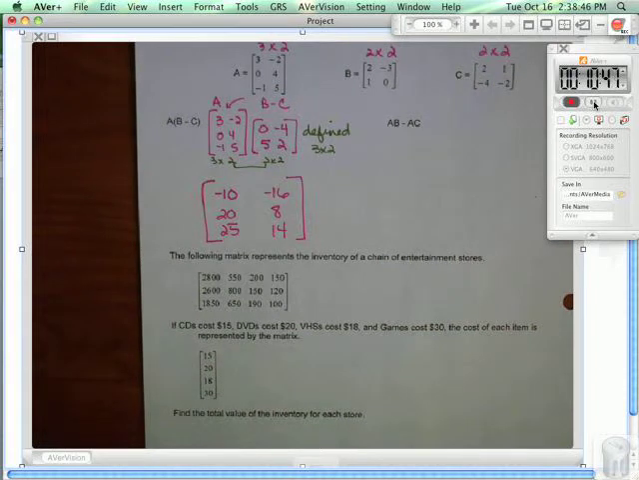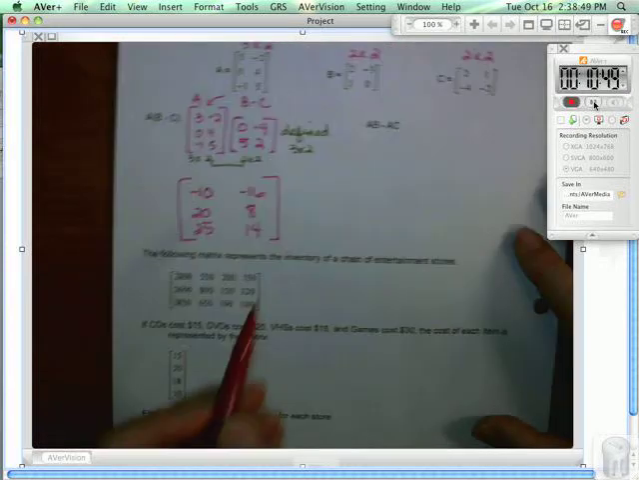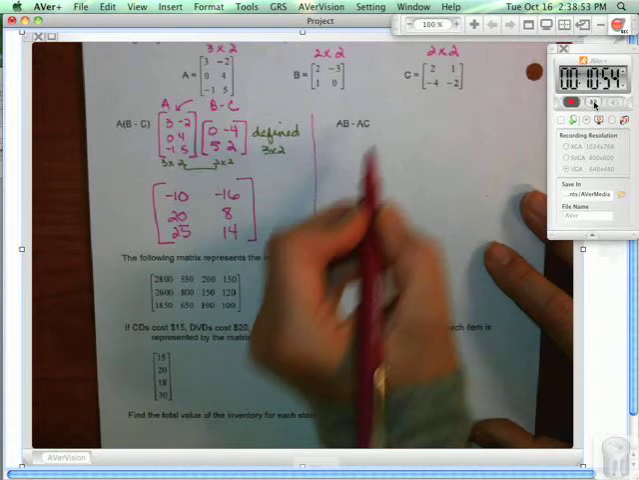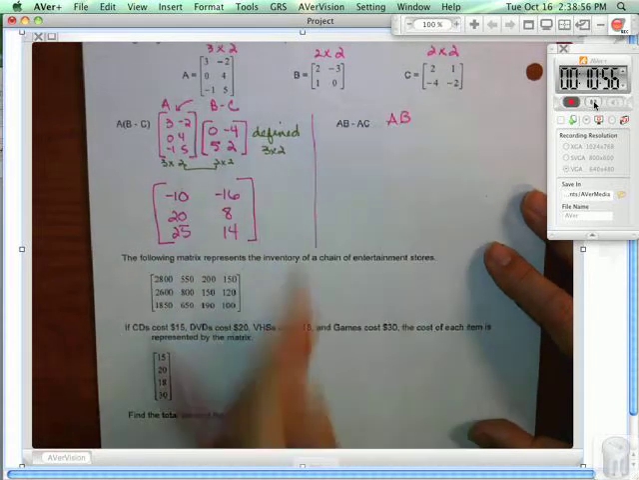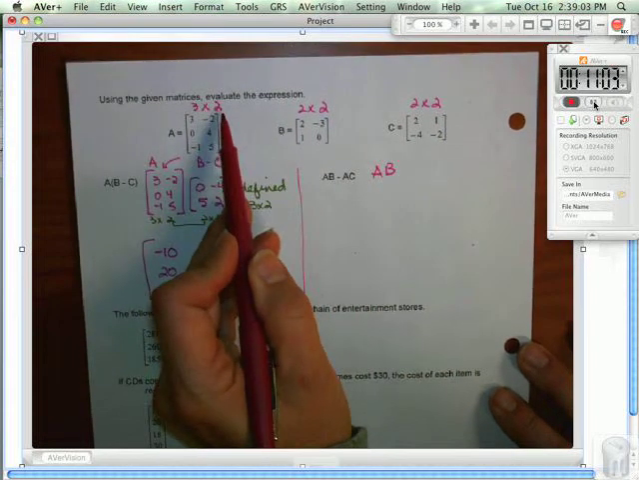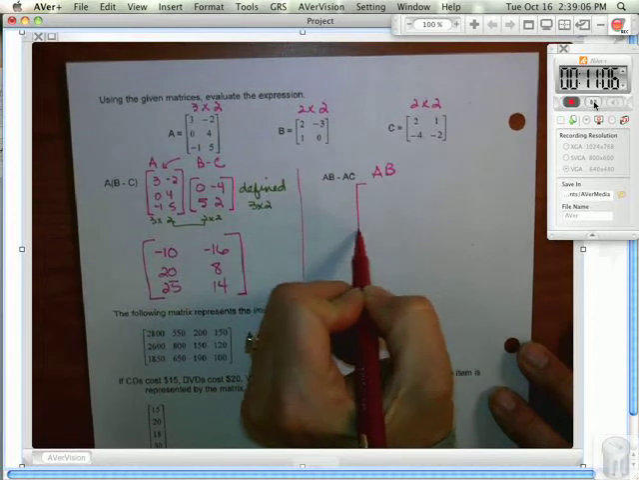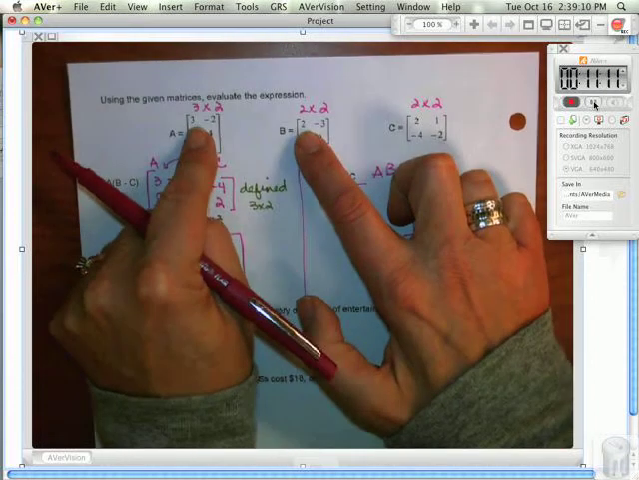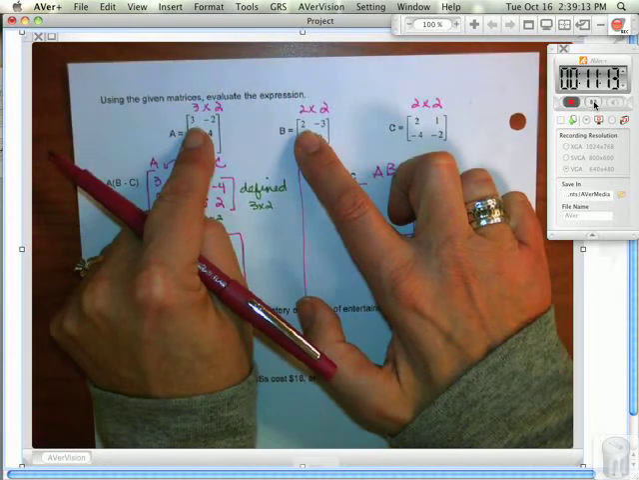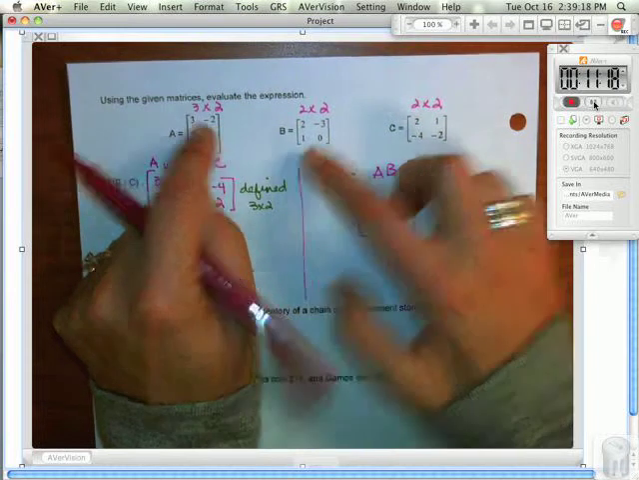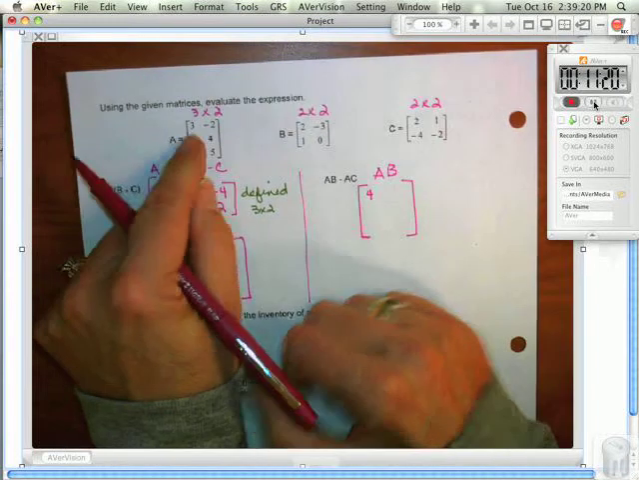All right, this one, yes, we're going to do this one. AB minus AC. So I'm just going to jump right in and do AB. First of all, can I do AB? Yes, they are defined. So let's jump right in. Ready? 3 times 2 is what? 6. 6 plus -2, which is what? It's positive 4.